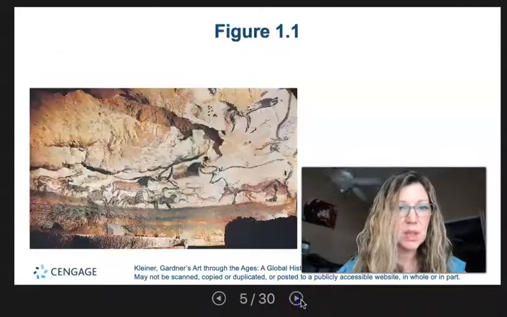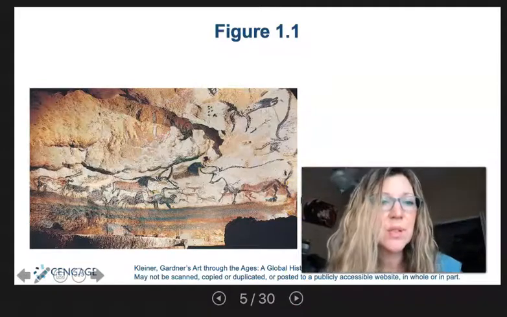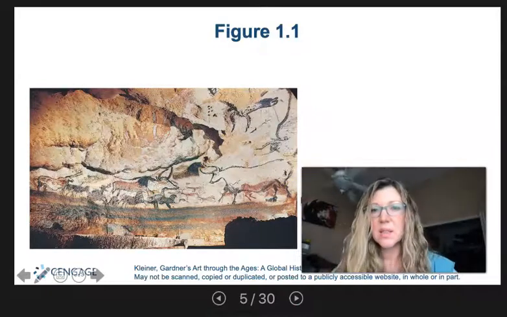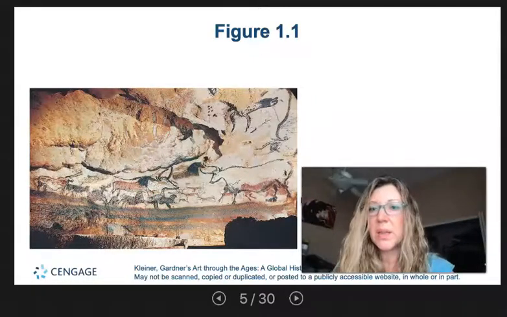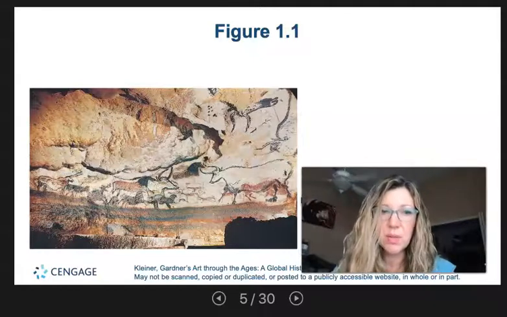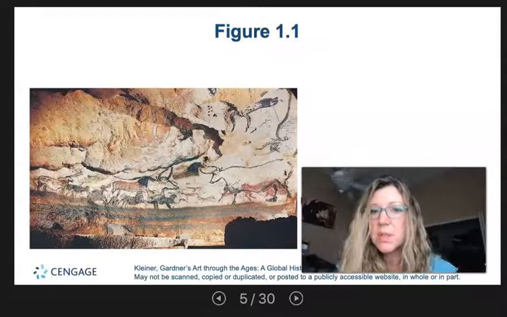Okay, let's move along. The Hall of the Bulls, Lascaux Cave. This is in France. This is the most famous cave where artists of the Paleolithic era created representations of the world around them. Several important things I want you to notice.